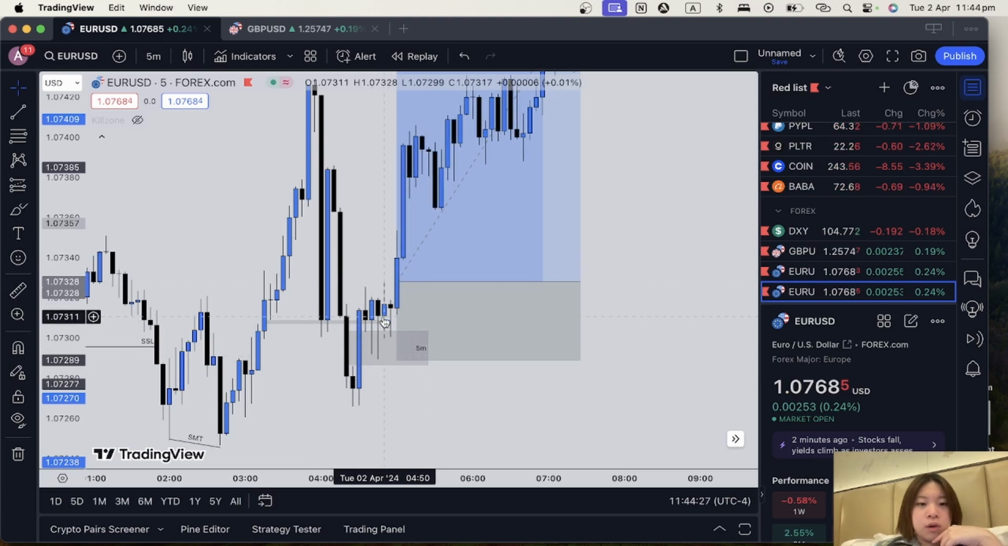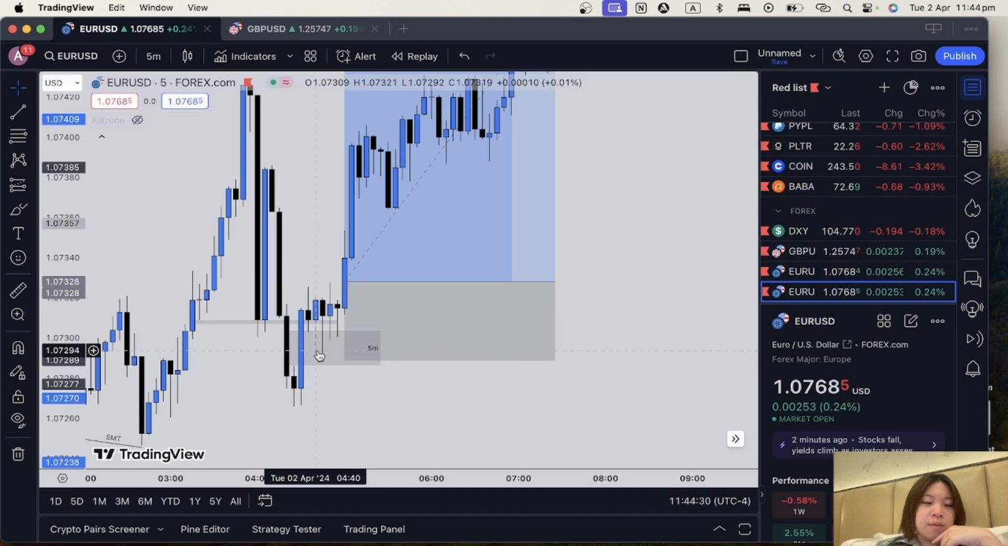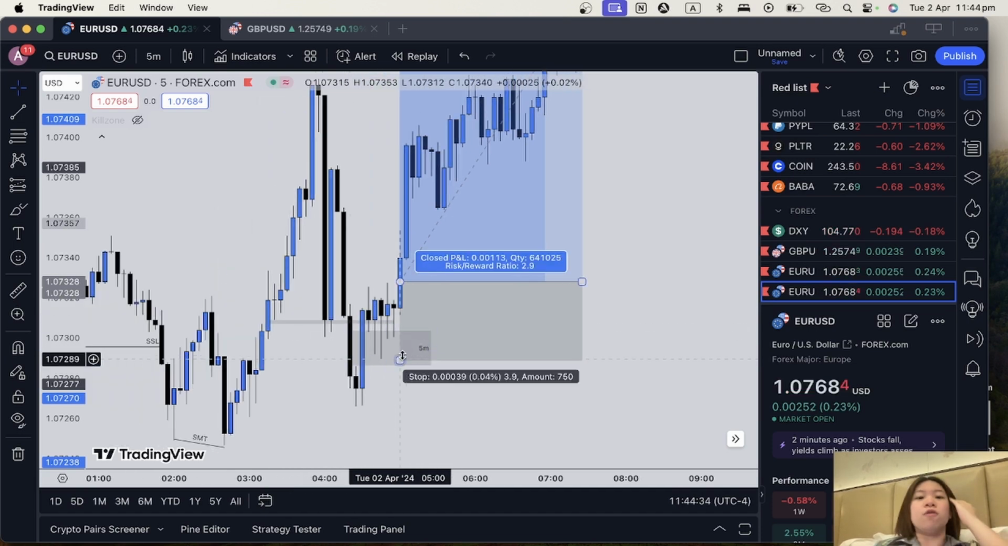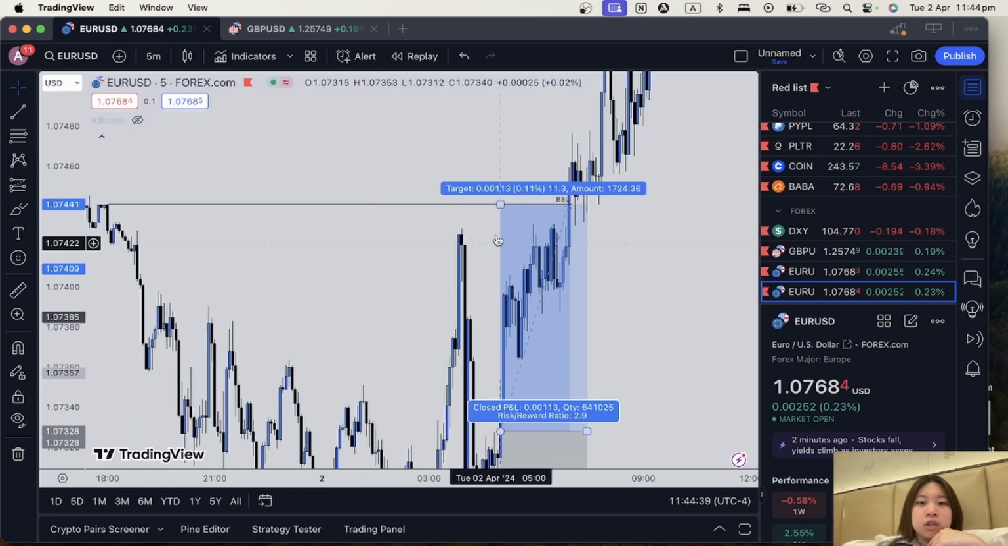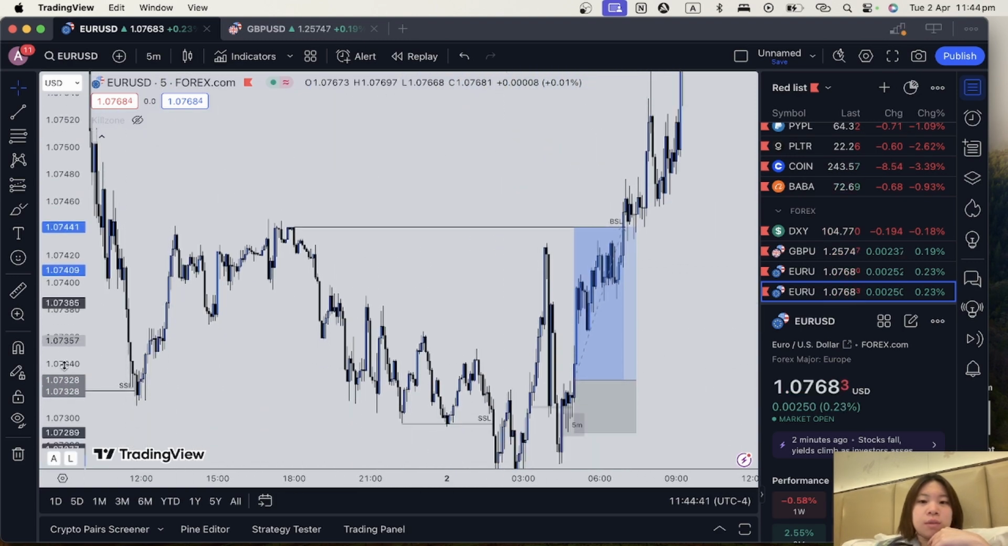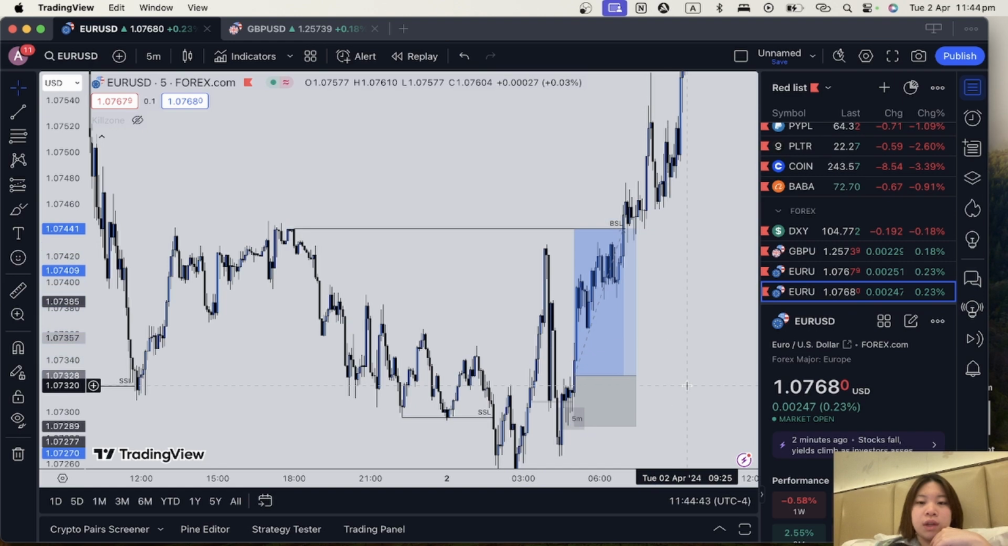Stops are below this low right here because it already tapped into this 5-minute fair value gap so many times and respected it already, so there's not much reason for me to put my stop loss lower. And then I just targeted that buy side liquidity as I said before. So that's a 1 to 2.9 right there.